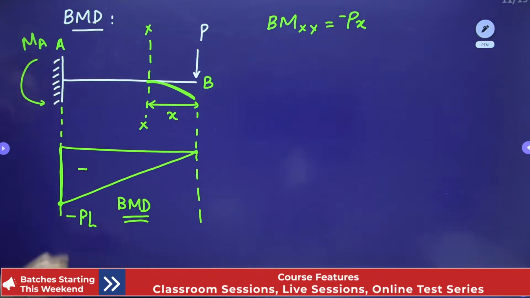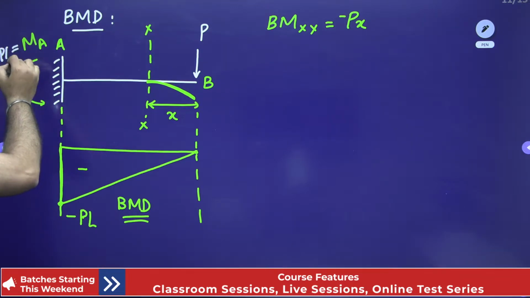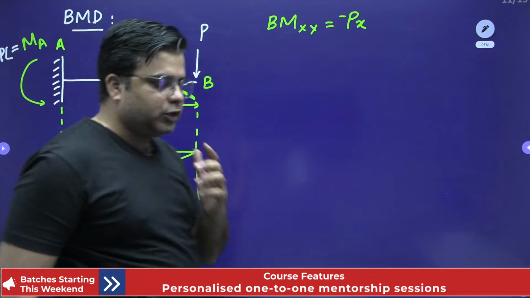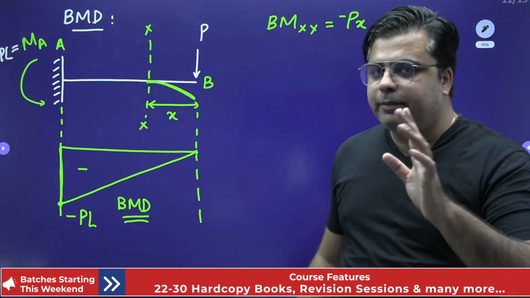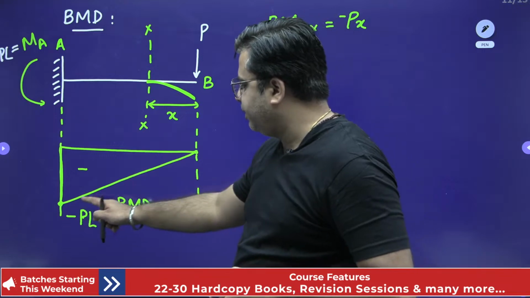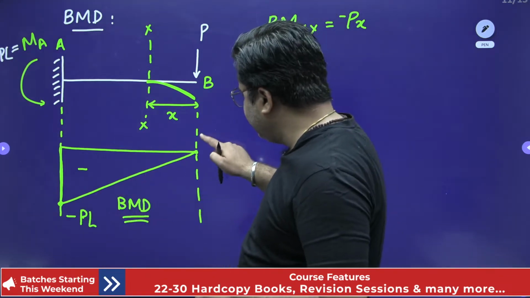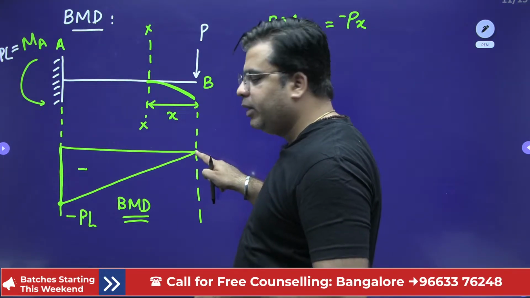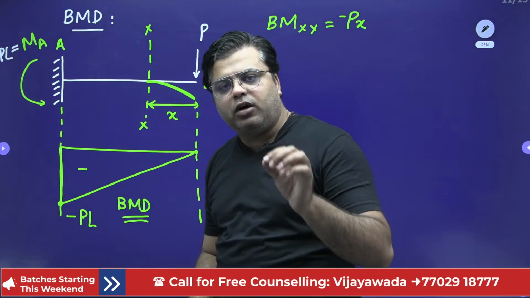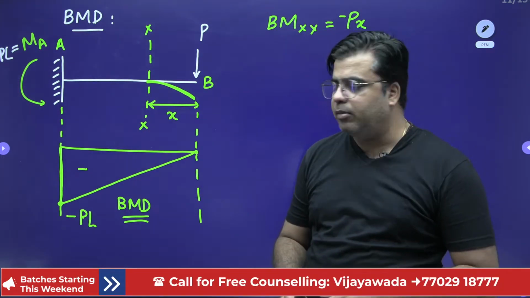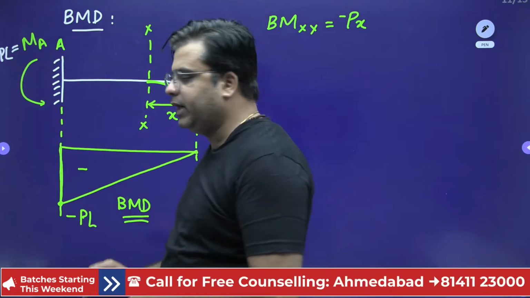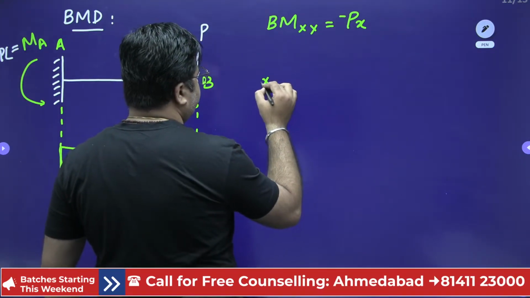This MA is P into L, and this MA will change the ordinate of the bending moment diagram directly and will close the bending moment diagram, right? So first of all, if there is any point load, that point load never changes the ordinate of the bending moment diagram, right? As you can clearly see here that this point load is acting at the free end, but at this free end the bending moment is 0. So a point load will not change the ordinate of the bending moment diagram, but if there is any concentrated moment, it will change the ordinate of the bending moment diagram. So you can clearly mention this note point.